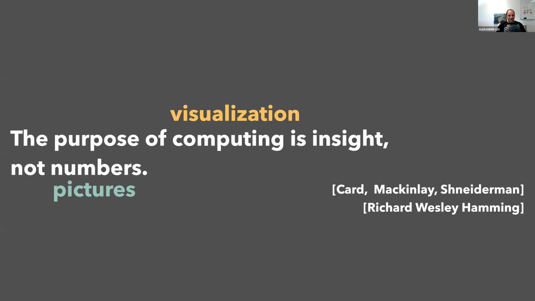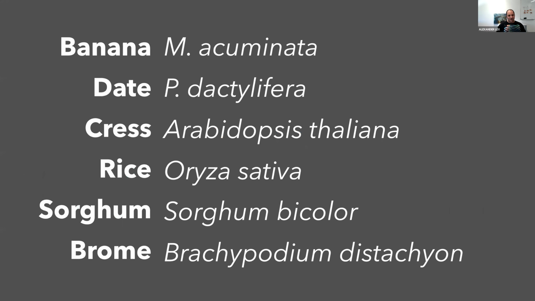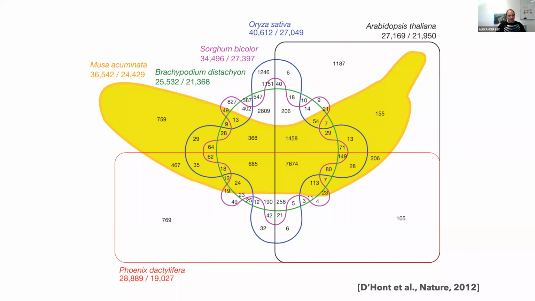And so my favorite example for this is this data set of these plant species. We have 6 different plant species: the banana, the date, cress, rice, sorghum, and brome. And scientists want to study the evolutionary relationship between those plant species. The way they used to do this is to plot this in what I call the infamous banana Venn diagram or similar Venn diagrams. And this is actually a terrible, terrible chart.